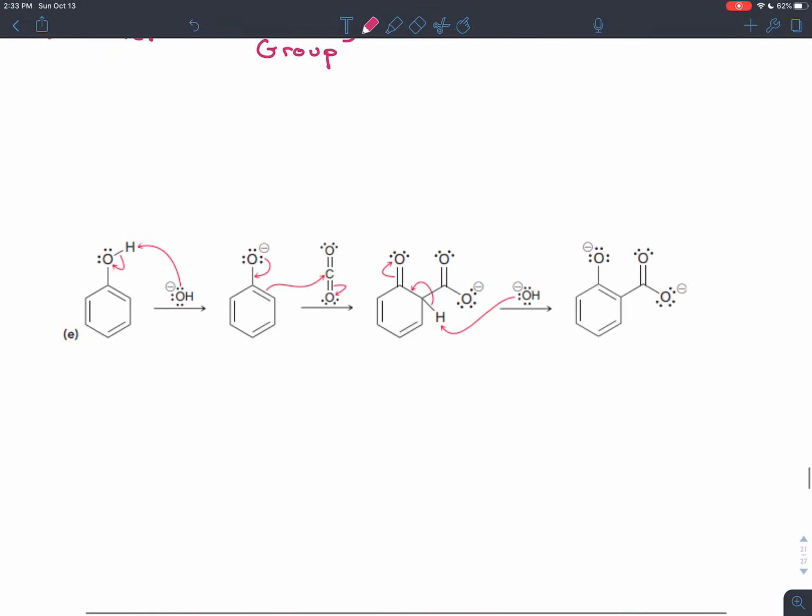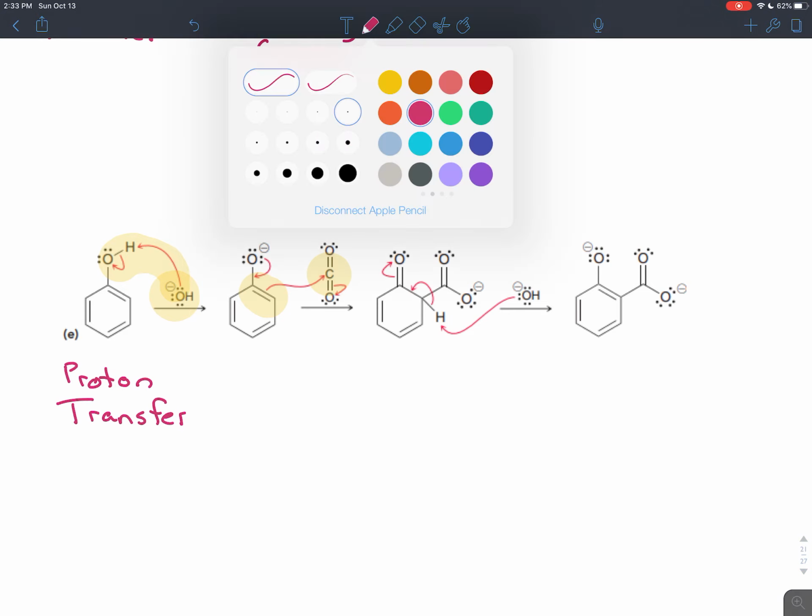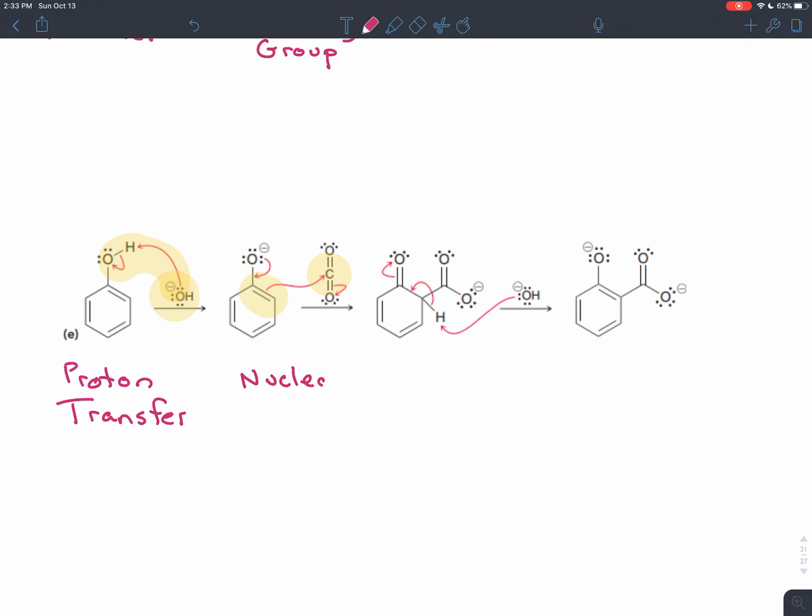For E, the last one for this, we have a nucleophile, negative charge, lone pairs, attacking an electrophile, but the electrophile is a hydrogen, and so it's really a proton transfer. In this next one, you have a nucleophile, the pi bond there, attacking an electrophile. Notice the carbon in carbon dioxide is slightly positive, so that's definitely an electrophile. Nucleophile attacking an electrophile, that's nucleophilic attack. Notice the electrophile is not a hydrogen, so it's not proton transfer.